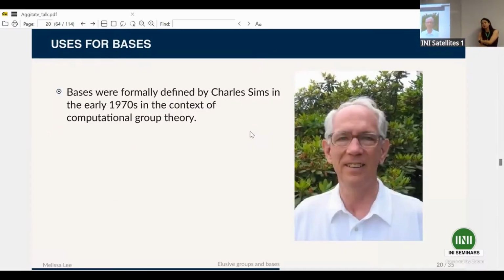So why do we care about bases? Well, they were introduced by Charles Sims in the early 1970s in the context of computational group theory. They were introduced as a tool for algorithms for permutation groups, even though informally the idea of bases had been studied for, I think, almost 100 years before that, but not officially defined as a concept.